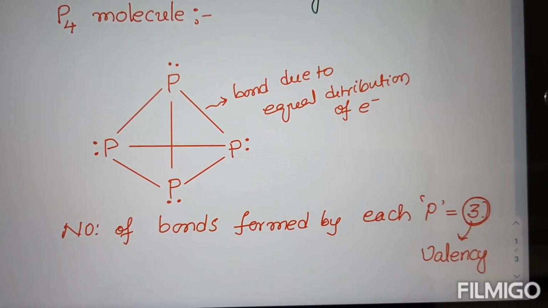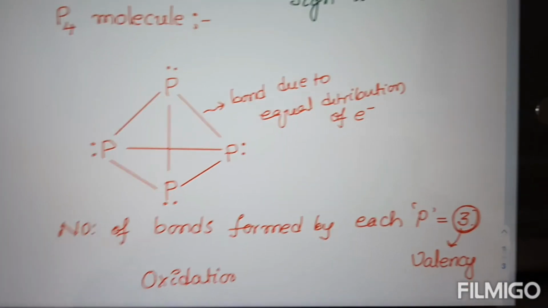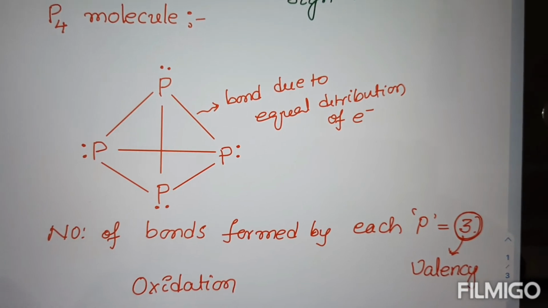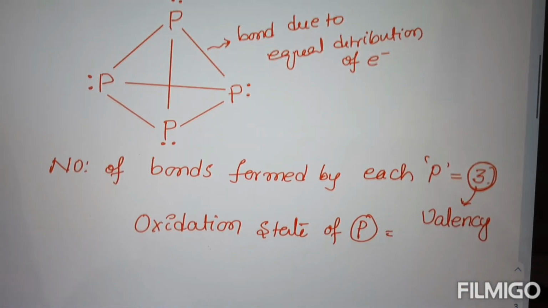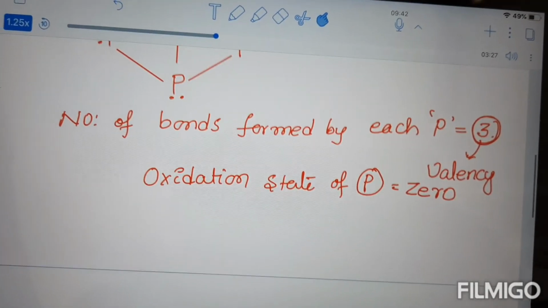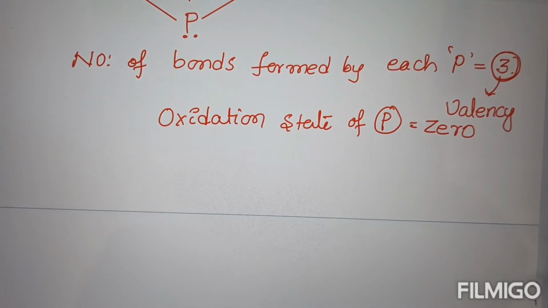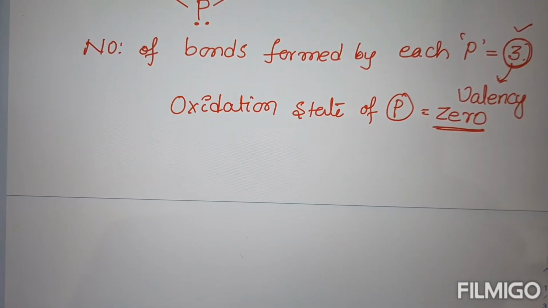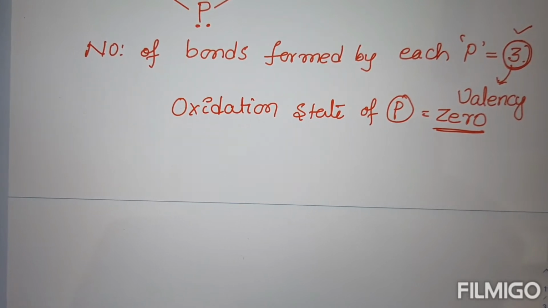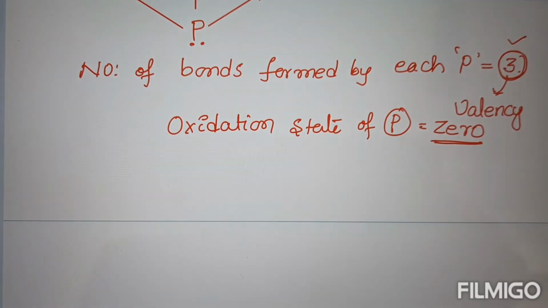Because of equal distribution, the oxidation state of phosphorus is 0. So in the P4 molecule, every phosphorus atom has valency 3 and oxidation state 0. A bond due to equal distribution of electrons is non-polar.